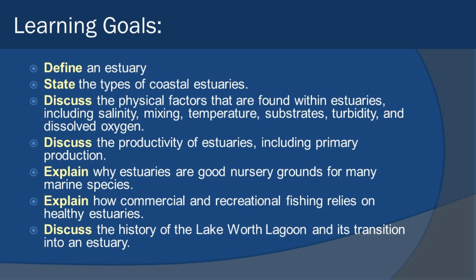We're also going to look at the productivity of estuaries, and of course that means primary productivity and even secondary productivity, which is actually really important in estuaries, and look at why estuaries are good nursery grounds. That whole productivity part leads into that, but we rely quite a lot on estuaries for young fish, juvenile fish, and even invertebrates to grow up. And of course, we're going to look a little bit at the history of the Lake Worth Lagoon, which is, of course, right here in Palm Beach County.